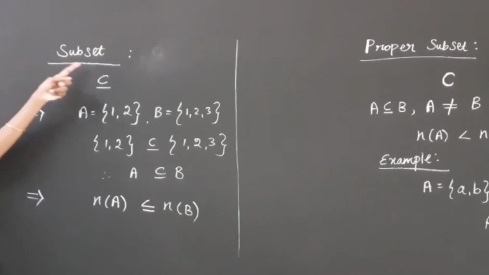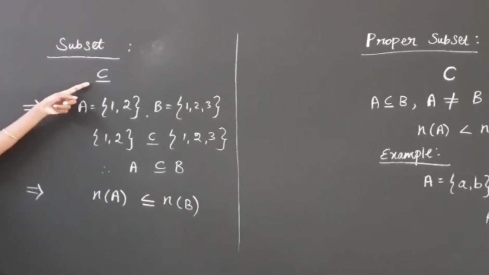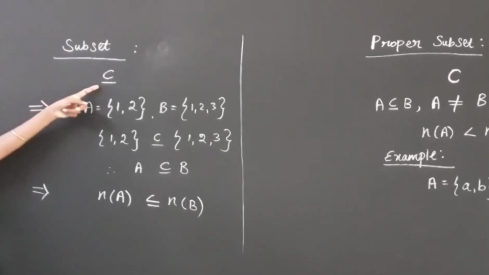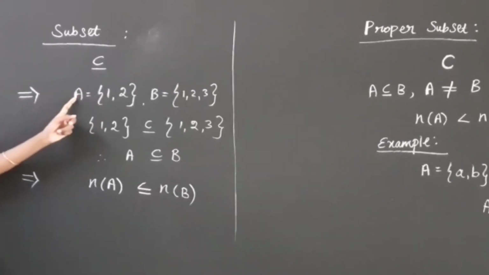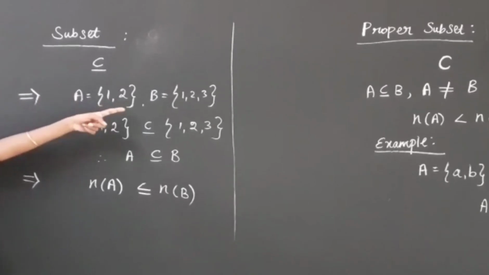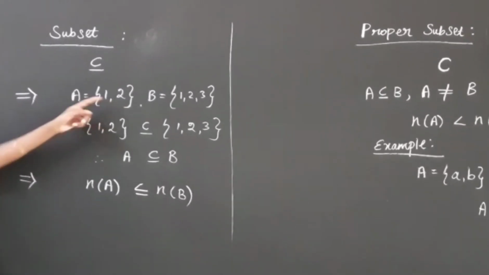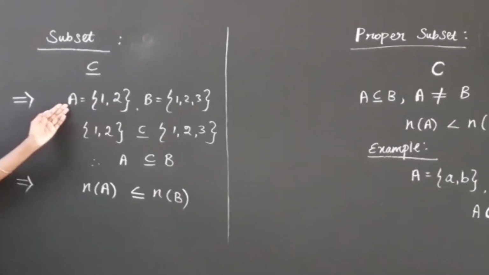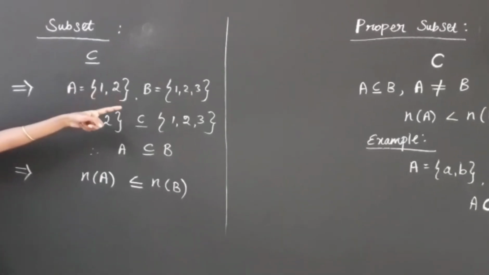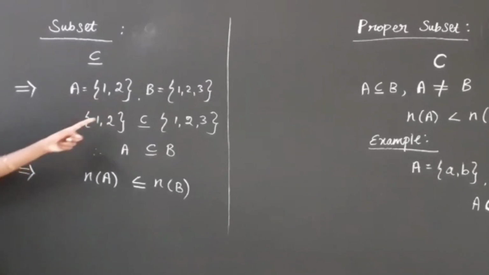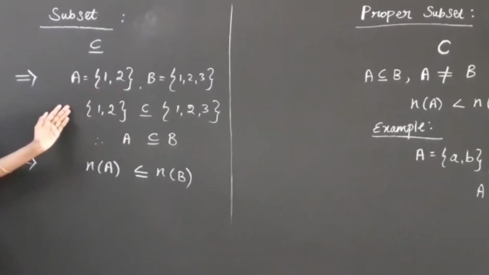Next set is subset. Subset is denoted like this. Now let's consider the two sets A and B. Here A equal to set of 1, 2 and B equal to set of 1, 2, 3. Every element of A is also an element of B. So A is a subset of B.